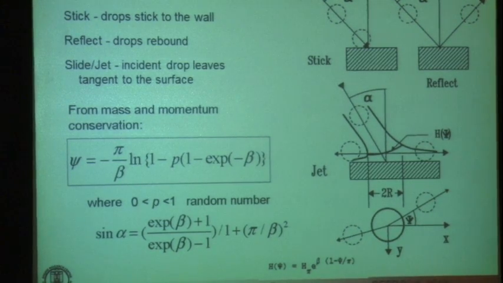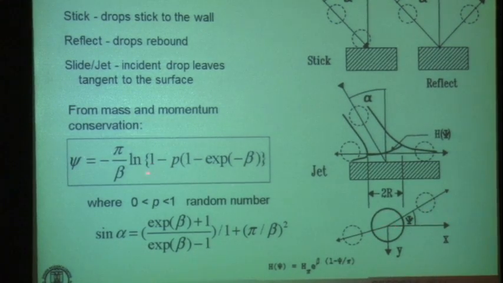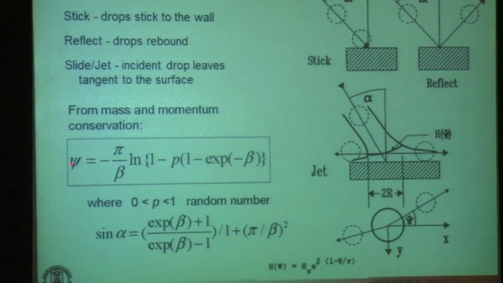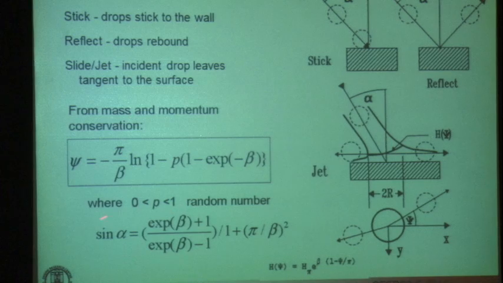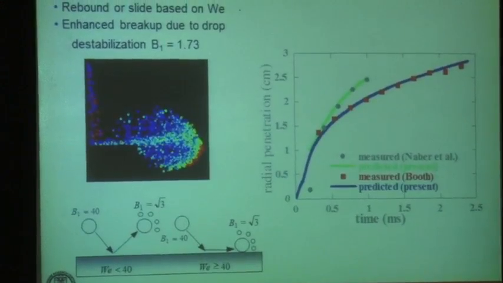So from an analysis of this problem, we showed that the angle at which the droplet would leave the impingement point is determined by this parameter beta and a random number, again in consistency with this idea of a stochastic model. We choose the random number between 0 and 1. For a given beta, that gives you the angle at which the droplet is going to leave the surface. Beta here is determined from this equation, and it's related to this angle of approach, alpha. The analysis is shown in this reference. So that's a model that we've used quite widely for wall impingement modeling over the years.